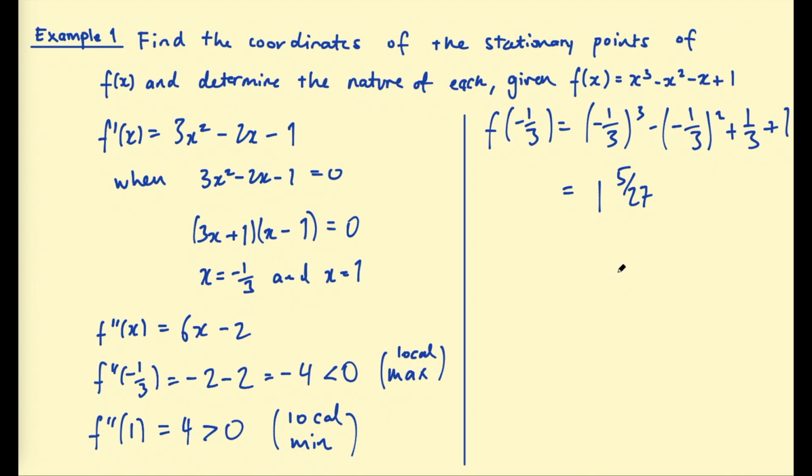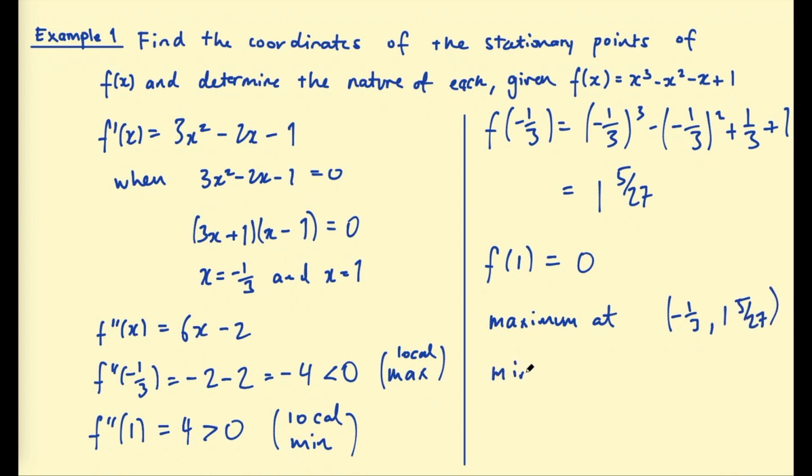You could just plug it straight into a calculator if you wanted. Then let's evaluate f of 1. 1 take 1 plus 1. That gives us 0, right? So then we have our maximum at negative a third, 1 and 5 on 27.